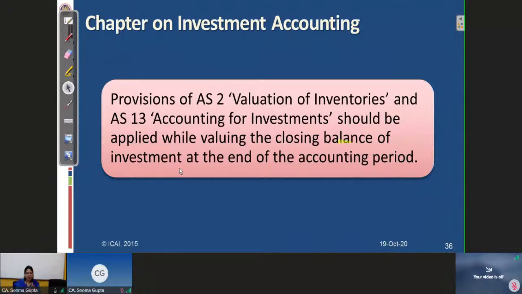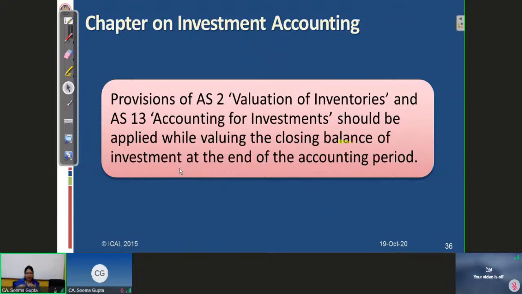But don't get confused. Now in investment accounting chapter again, as I have already discussed, there is interlinking of the chapter corresponding to the accounting standards. Like AS 13 is to be followed in chapter of investment accounting. AS 2 is also to be followed.